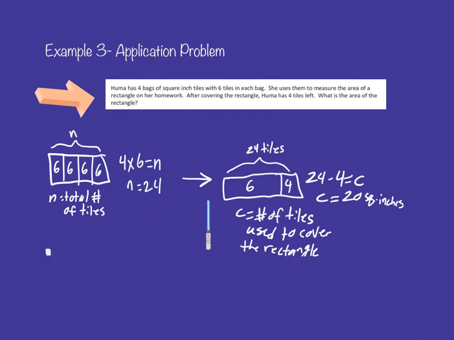Then you come over here. This is another way you could do it. Make another rectangle, and you put 6 and 4. Up here, where the number of tiles is 24. So, you take 24 minus 4 equals C, and C is the number of tiles used to cover the rectangle. C equals 20 square inches to cover the rectangle, and that's the answer.